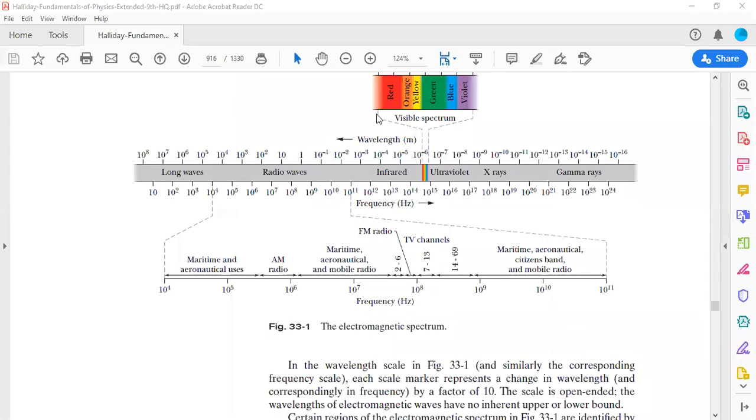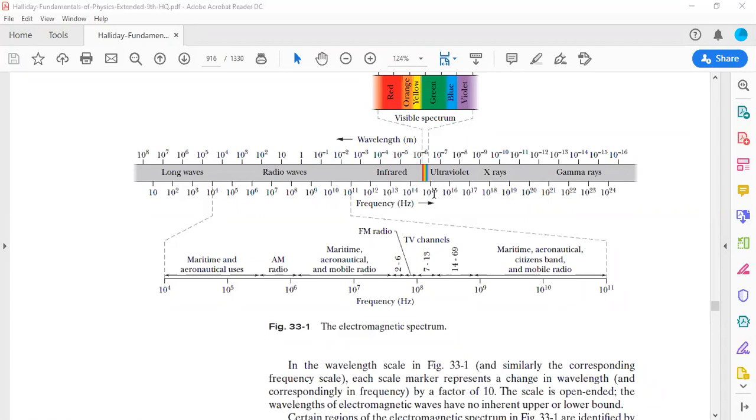The upper portion of the electromagnetic spectrum shows the wavelength, and on the bottom side there is the frequency. So a decrease in wavelength means an increase in frequency. From left to right, as the wavelength gets shorter and shorter, the frequency increases at a much larger rate. As simple as that.